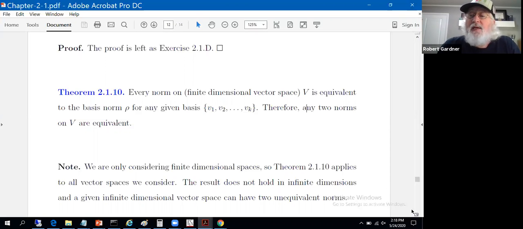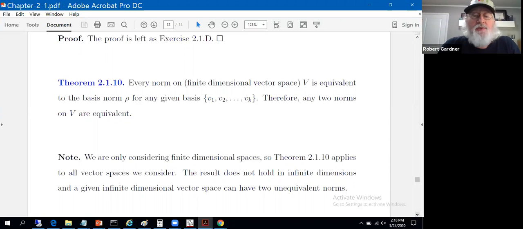This doesn't happen in infinite dimensions. Let's go ahead and read that next little note before we look at the proof. This class is about finite dimensional vector spaces with real coefficients, so in a sense we're kind of restrictive. This theorem isn't true if we go to infinite dimensional vector spaces. Not all norms are equivalent in infinite dimensional vector spaces. With that observed, I'm particularly interested in where we use the finite dimensional part in the proof.